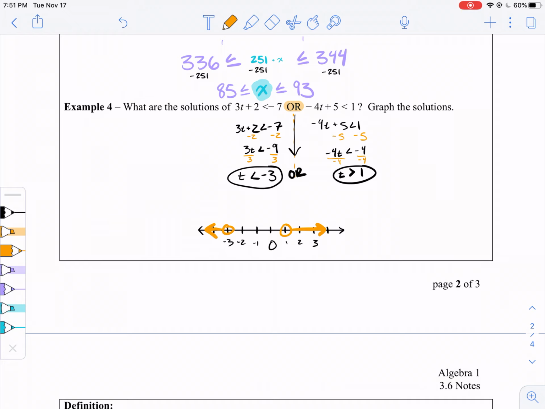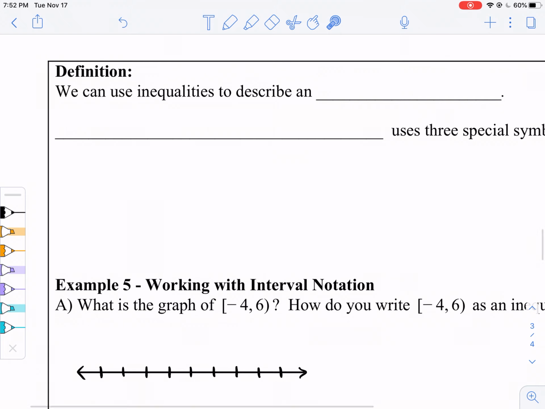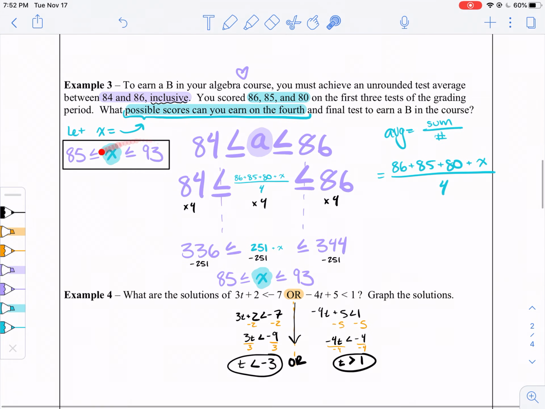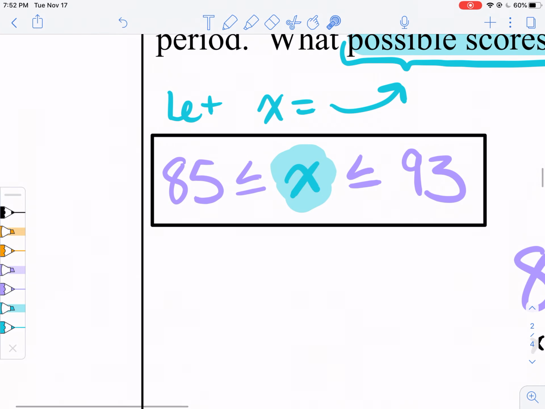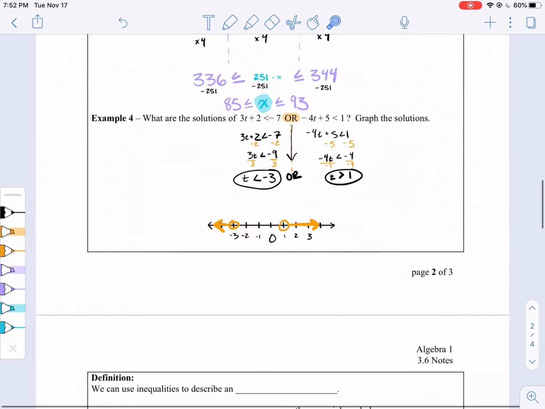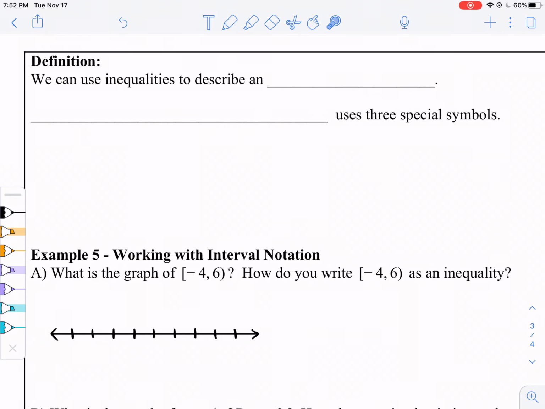Okay, one more quick thing. We've been representing solutions with inequalities and on number lines. Another way we can do that: we've been describing intervals, sets of numbers, basically ranges. So this right here is an interval. We have been using inequalities to describe an interval.